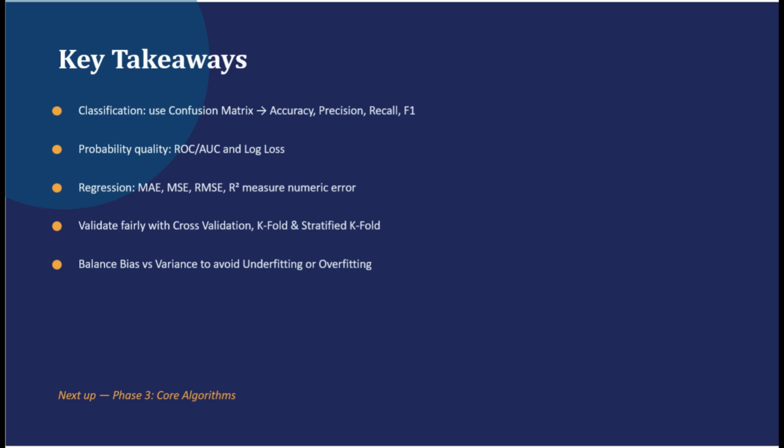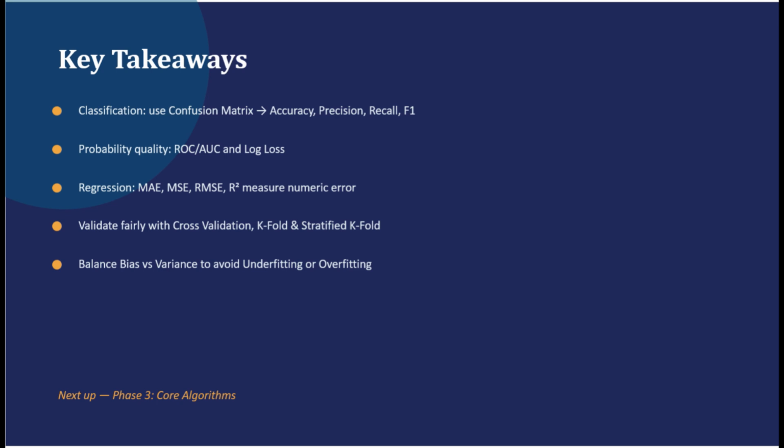Let's quickly recap what we've learned today. We started with the confusion matrix, which forms the foundation of classification evaluation. Then we learned accuracy, precision, recall, and the F1 score. After that, we explored ROC curves, AUC, and log loss to evaluate probability predictions. For regression problems, we covered MAE, MSE, RMSE, and the R-squared score.